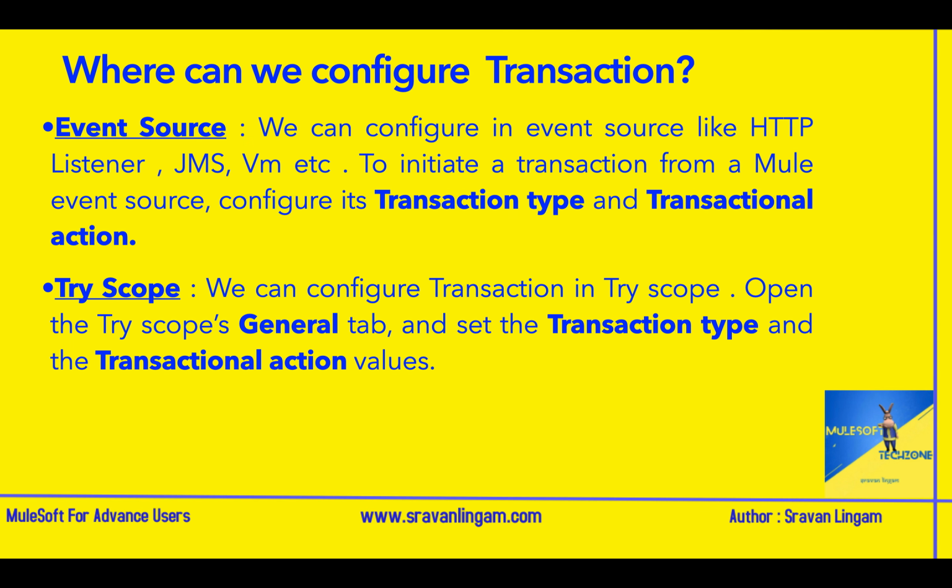And where else can we use transactions? Try scope. We have a try scope where we can configure a transaction. You can just open the try scope's general tab and set the transaction type and transactional action. So for every transaction management, we need to do two configurations. One is the transactional type, for example whether it is always begin or begin if join, those kinds of things. And the transactional action means whether it is local or XA transaction.